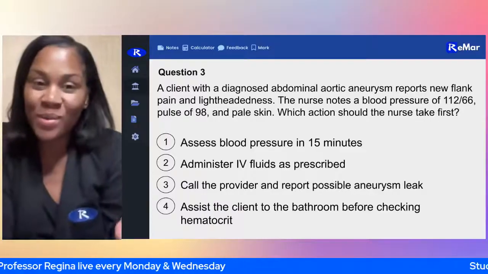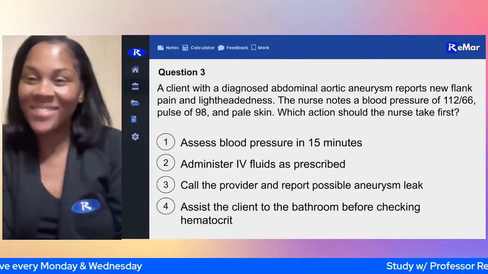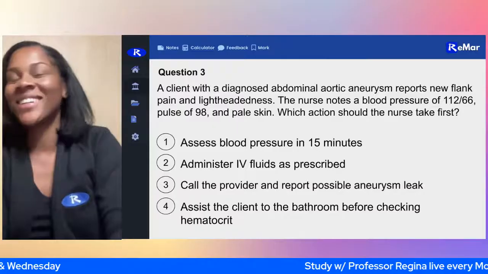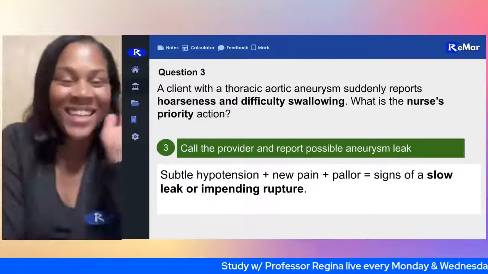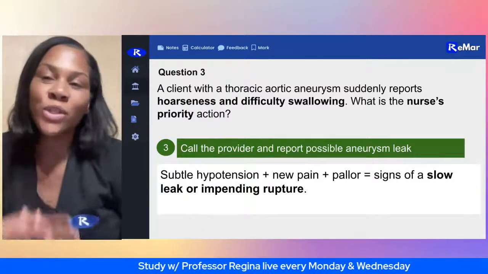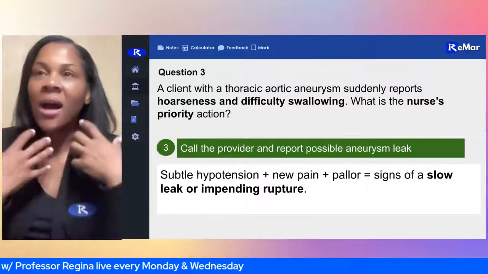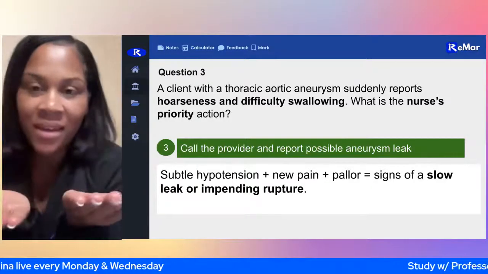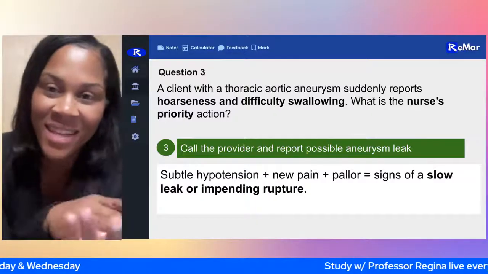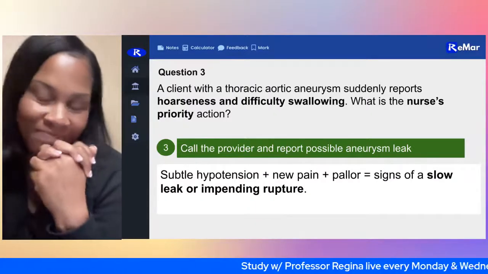What are we going to do? We're going to do number 3. Yes. I want you to understand that typically, I would say assess, right? That's your first step.